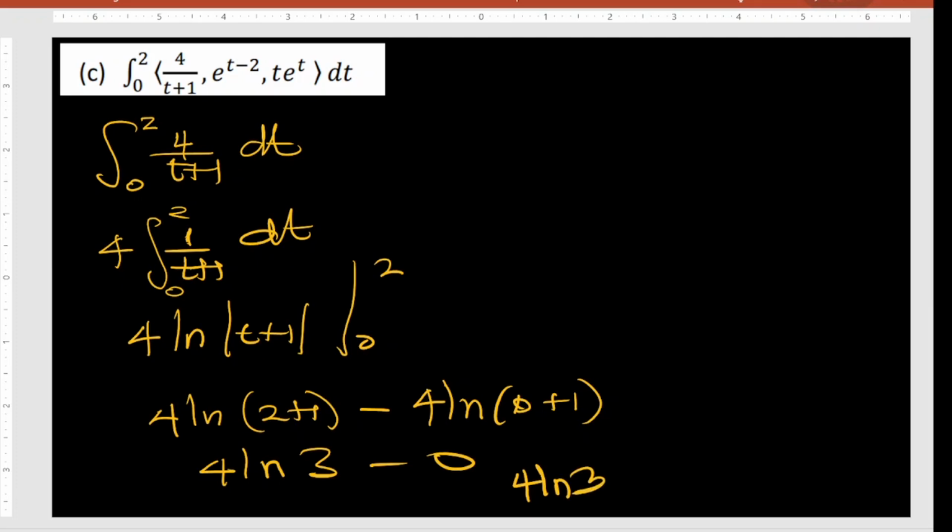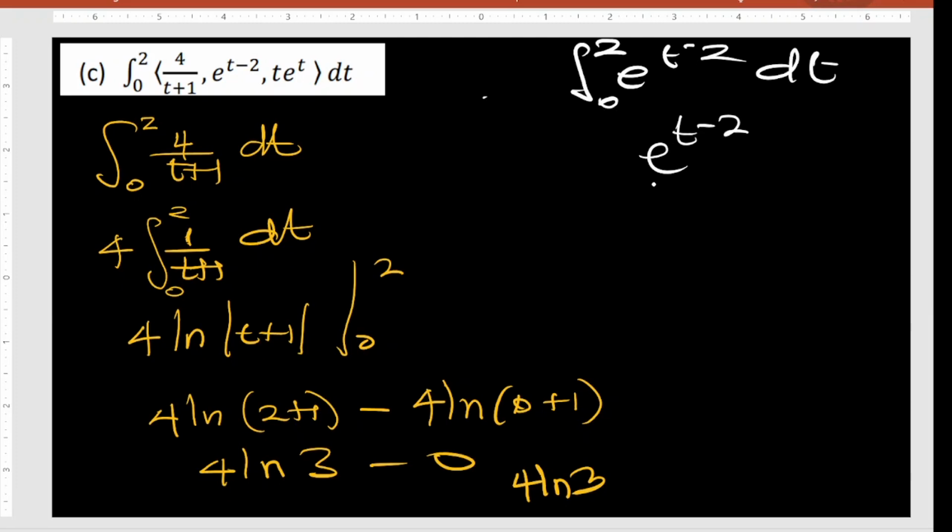Let's look at the next one. We are integrating e exponent t minus 2, e exponent t minus 2 with respect to t from 0 to 2. So this will be e exponent t minus 2 from an upper limit of 2 to a lower limit of 0.